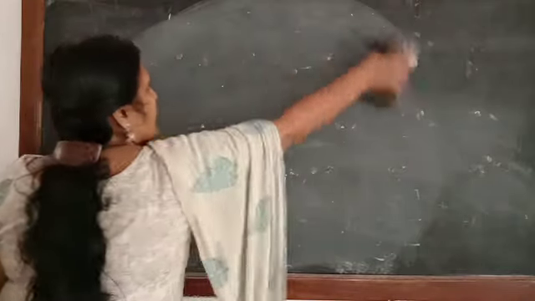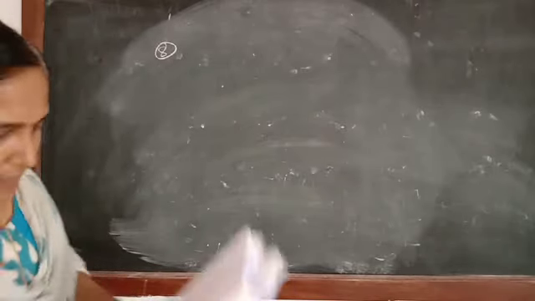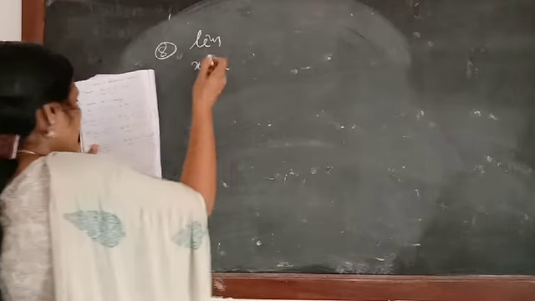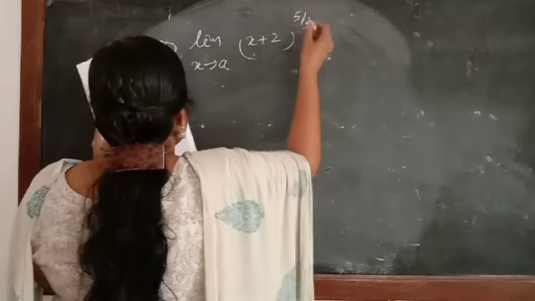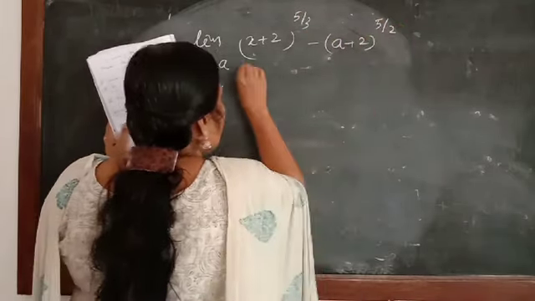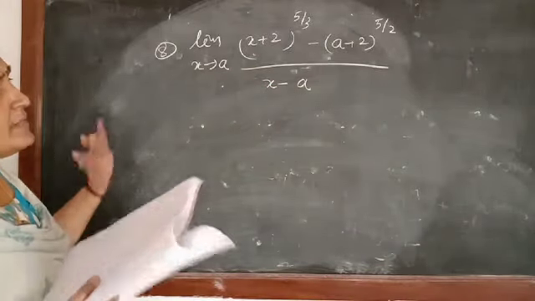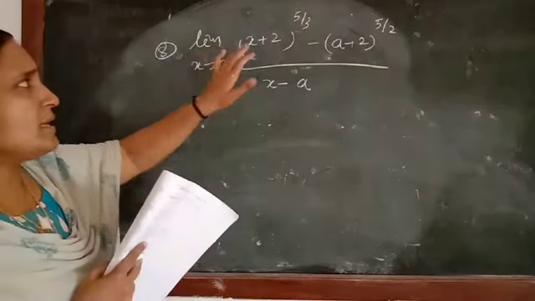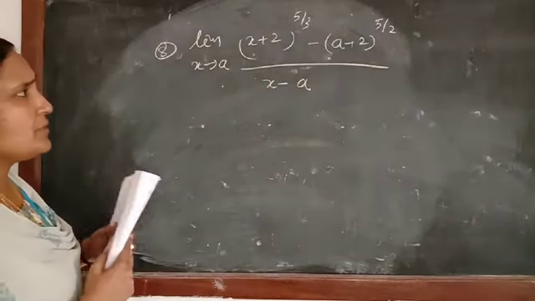Question number 8. In question number 8 it is written, evaluate limit x tends to a, x plus 2 whole raised to 5 by 3 minus a plus 2 whole raised to 5 by 3 by x minus a. Again, just to check, in the formula we don't have any plus or minus sign, only one term there, and since here we have two separate terms only, we will take them as two different variables.